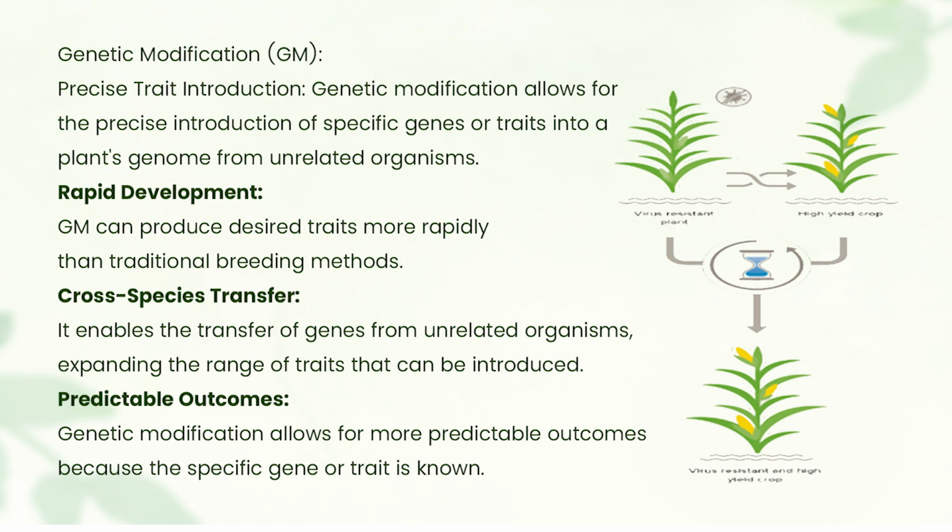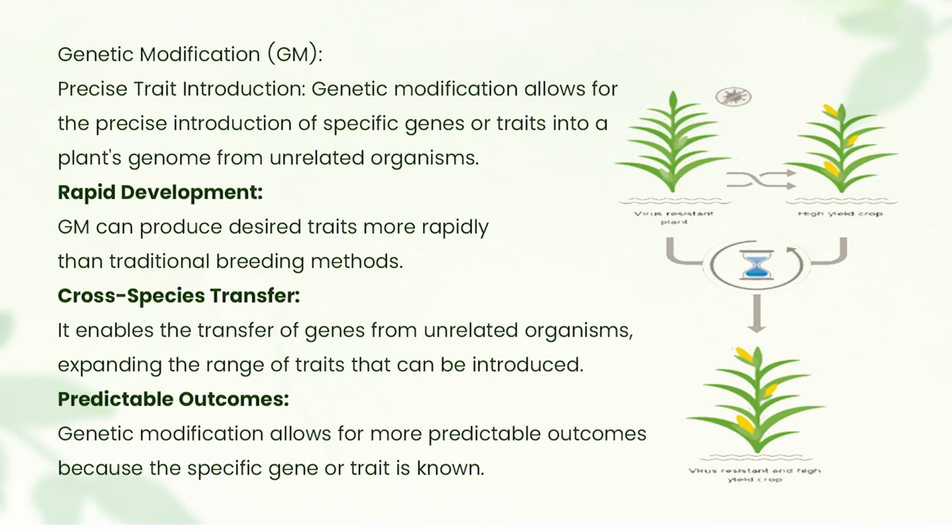Then genetic modification. Precise trait introduction. Genetic modification allows for the precise introduction of specific genes or traits into the plant's genome from unrelated organisms. Rapid development. GM can produce desired traits more rapidly than traditional breeding methods. It enables the transfer of genes from unrelated organisms, expanding the range of traits that can be introduced.